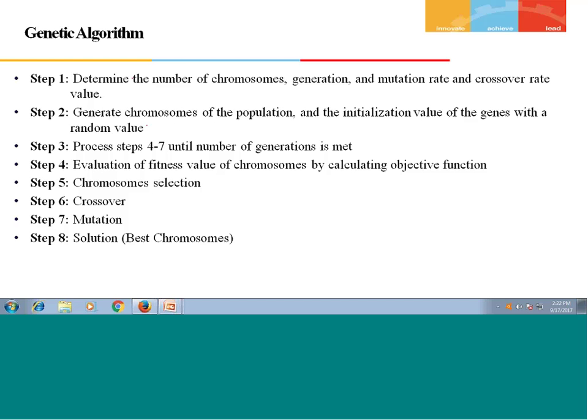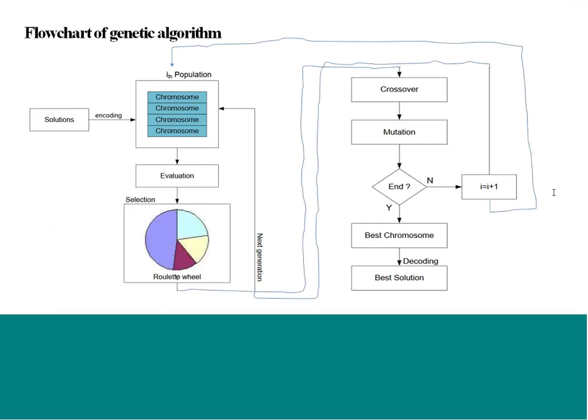Generate the chromosomes of the population, and initialize the value of genes with a random value. So randomly you take any chromosomes at first, then evaluate those chromosomes using a fitness function, do crossover and mutation, and find out the solution of the first generation. Let's take this flow chart, which I am representing here.